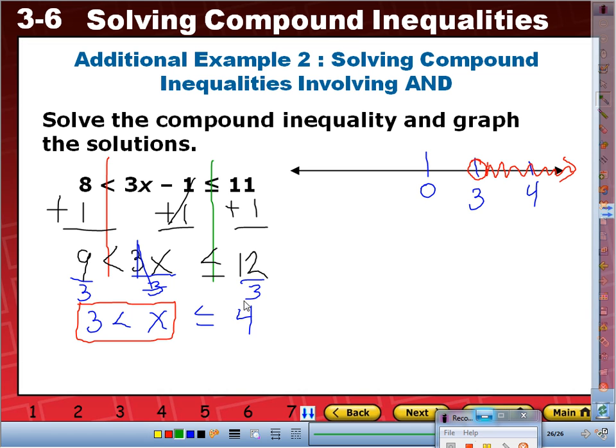Look at this one, the second part. I'm going to box this one in green. X is less than or equal to 4. Does it include 4? Yes. Solid point. What numbers are less than 4? Everything to the left.